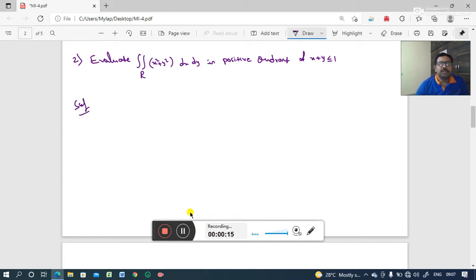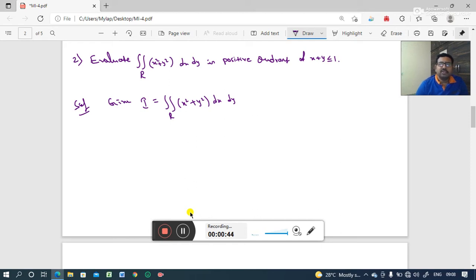Evaluate the double integral of x square plus y square dx dy in the positive quadrant of x plus y is less than or equal to 1. So let's write the given integral. Given I is equal to the double integral of the function x square plus y square dx dy.